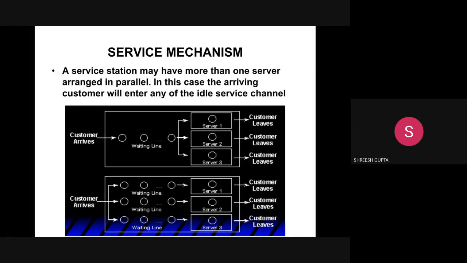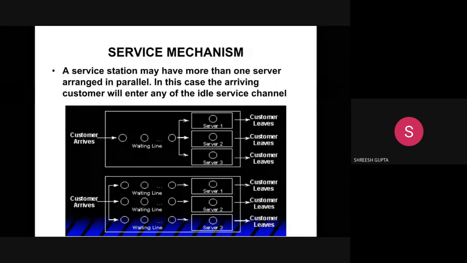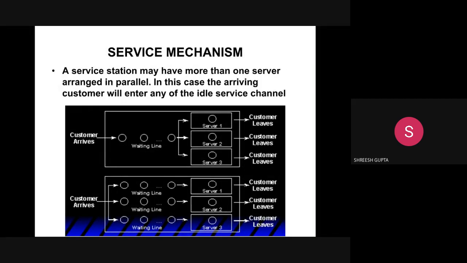Now you have selected the customer from the queue whom you want to provide the service. Now we have to study the service mechanism, means what is the architecture of the service system or service facility. That comes in the service mechanism. A service station may have one server, or more than one server, right? Means in any system we may have one server or more than one server.